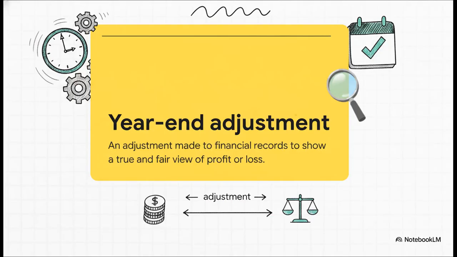So how do we bridge that gap between cash and reality? We do it through year-end adjustments. You can basically think of a year-end adjustment as financial time travel. It's a precise tweak made to the financial records to ensure we're showing a true and fair view of the profit or loss for that specific year. We are essentially moving money backward or forward to the correct accounting period.